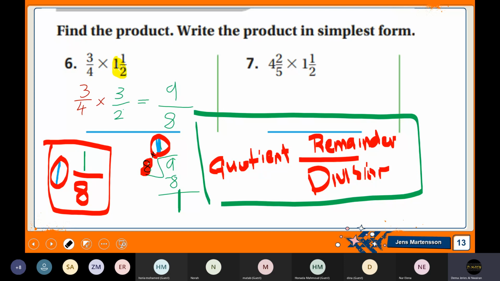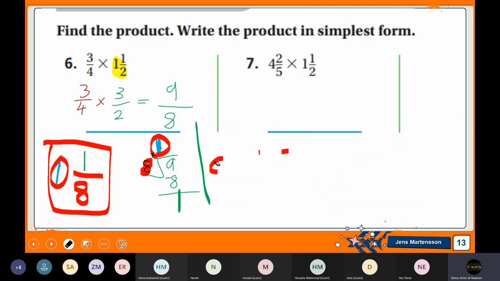Jude, are you here? Raghat? Widyan? Yes, teacher. Now I want you to solve number 7. Look here, Widyan. We have 4 and 2 over 5 times 1 and a half. How to rewrite the mixed number as a fraction?